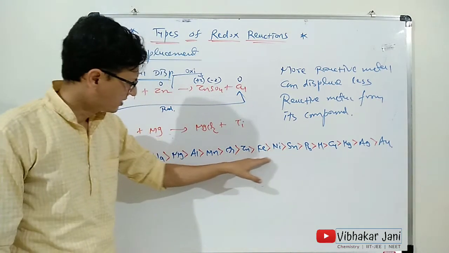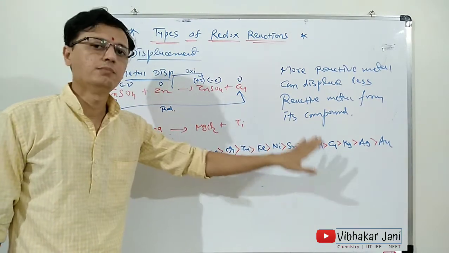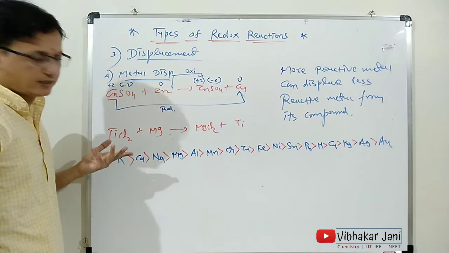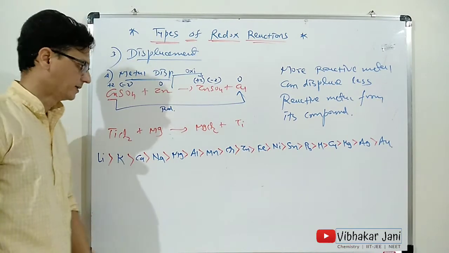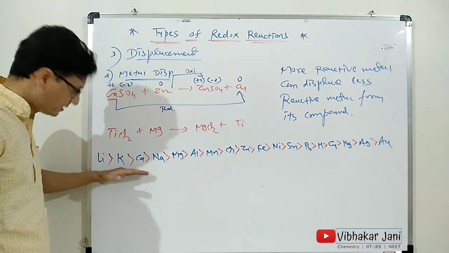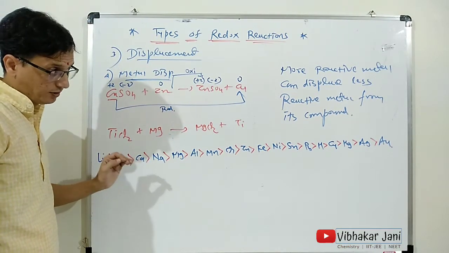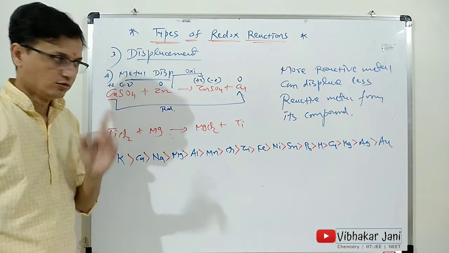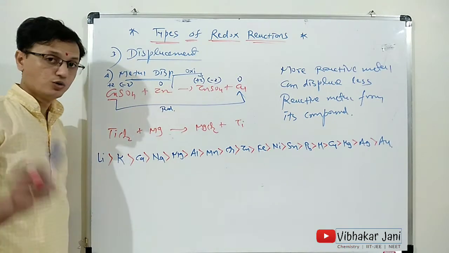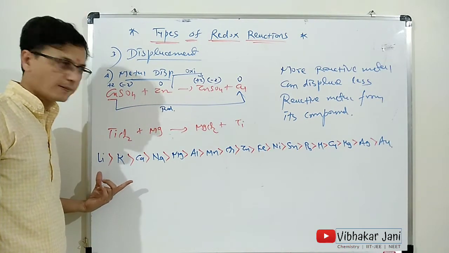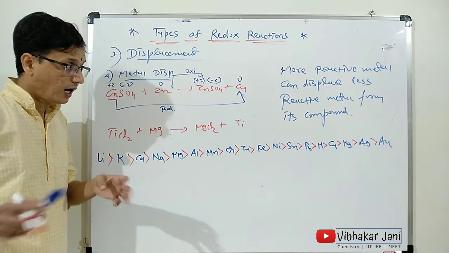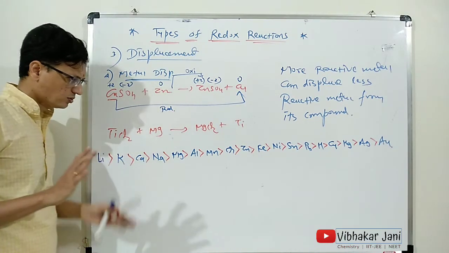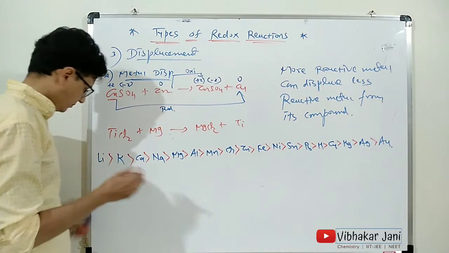Titanium comes after this, near iron or nickel. So it is comparatively less reactive. That means magnesium will displace titanium to give us magnesium chloride. So by using this series, if a question is asked, you will be able to answer that kind of question. So it is very necessary for you to remember this series. Now let me tell you how I remembered this series. Just divide it into some portions.